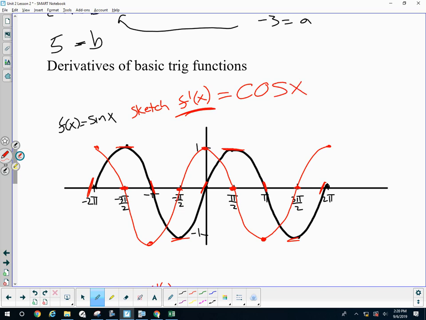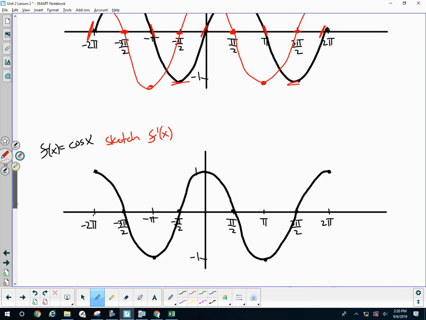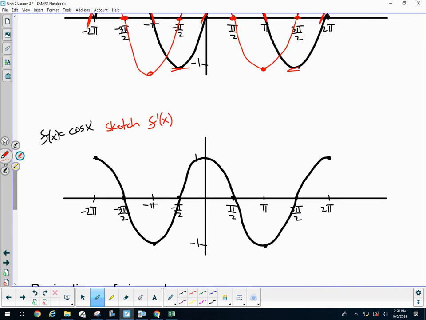Gosh, that's pretty phenomenal and just crazy if you think about it. You're telling me cosine will tell me how quickly sine is going up and down. Really cool. If the tangent slope generator for sine is cosine, probably the tangent slope generator for cosine is sine.